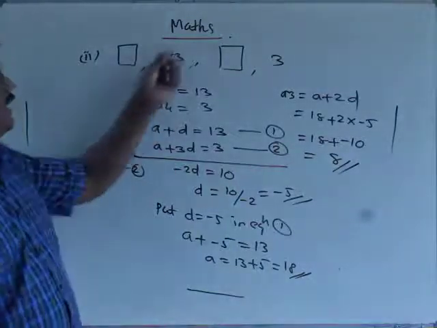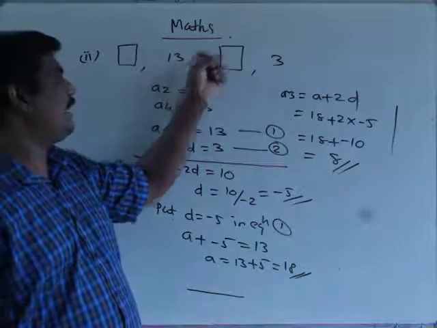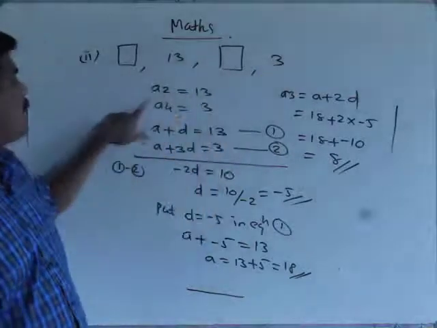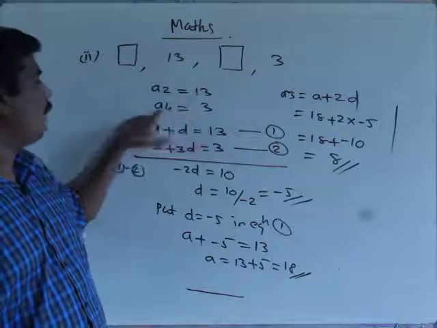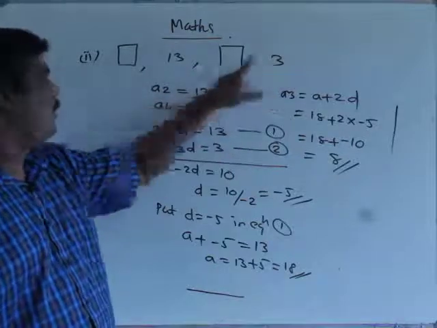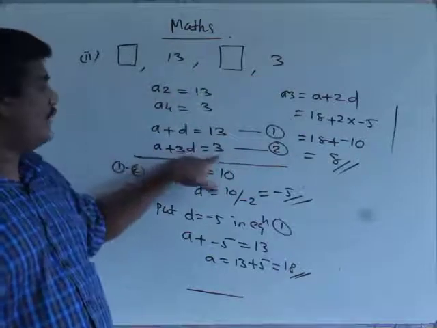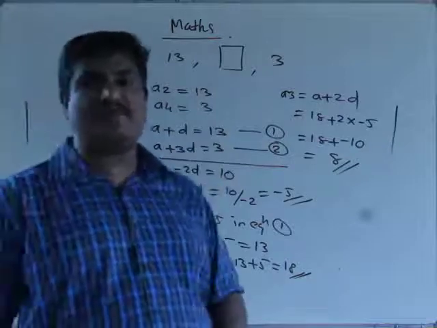So listen, here two terms are given, second term and fourth term. Second term, again express A plus D. A plus 1D means A plus D equal to 13. Fourth term is 3. Fourth term A plus 3D equals 3. These are two linear equations. Here the variables are A and D.